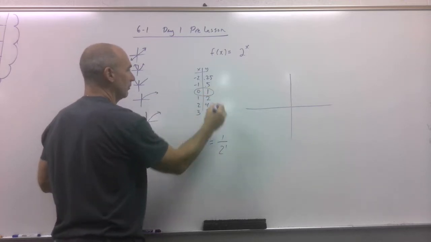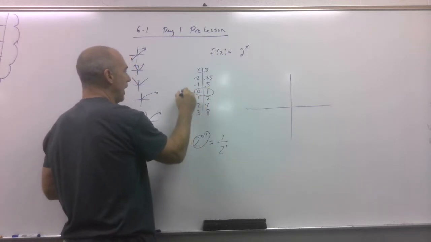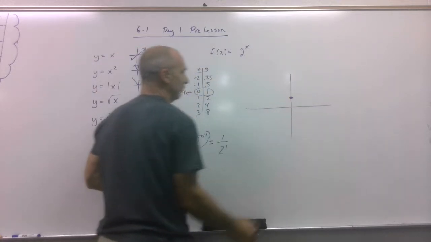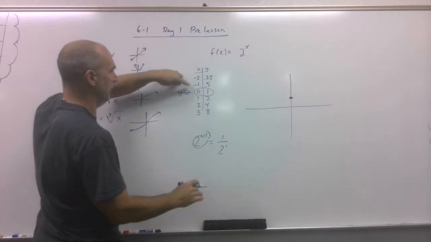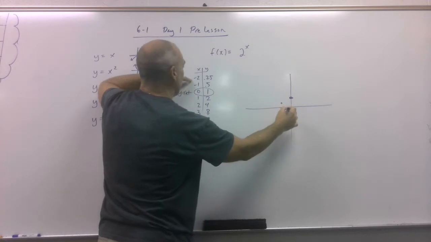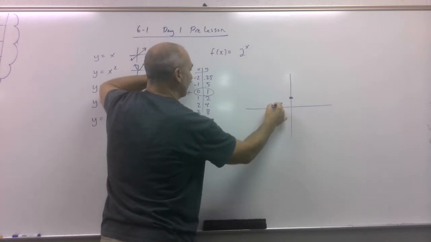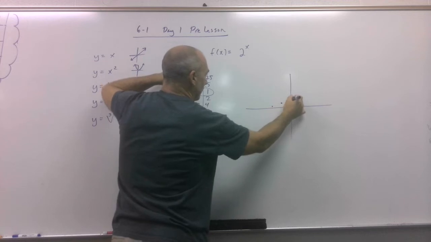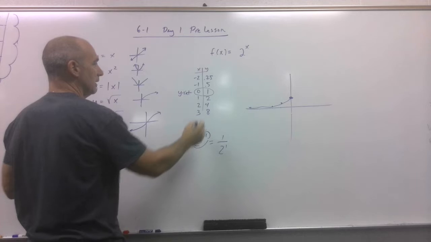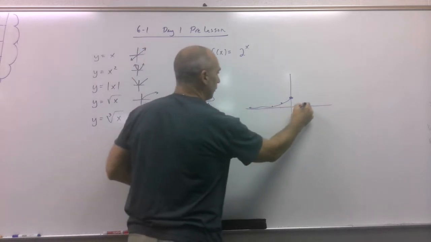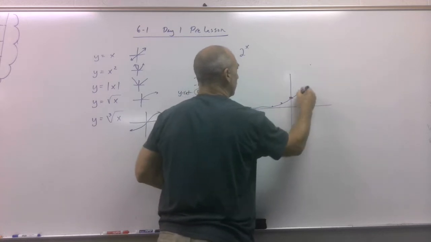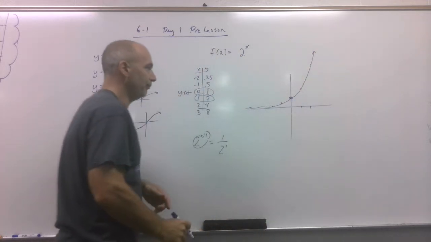Now I'm going to start with this. Notice that's my y-intercept, 0, 1. It's a good place to start, and I'm going to branch away from there. -1, 0.5, then -2, 0.25 is like there. Then we're going to go to the right, 1, 2, and then 2, 4. And you can see that it's going to go like that.